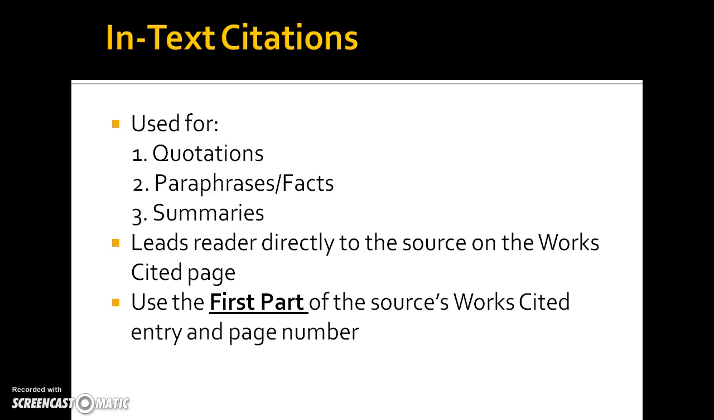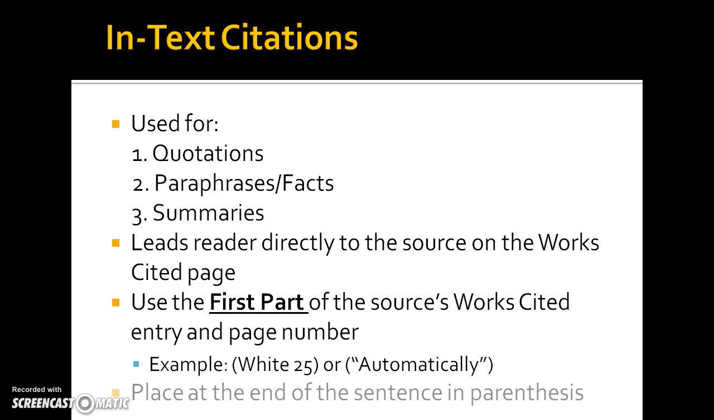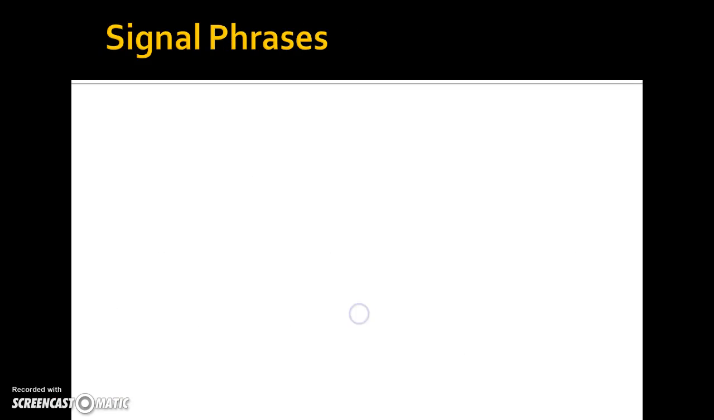You always use the first part of the source's works cited entry and a page number if you have one. An example here, we have white, which would be the first part of the works cited entry because it's a last name and a page number. Or if you have no author, then you might end up with part of a title. They are placed at the end of the sentence. They're always at the end of the sentence, and they go in parentheses. So you'll want to remember in-text citations in parentheses. You might have heard them called parenthetical citations for that reason.